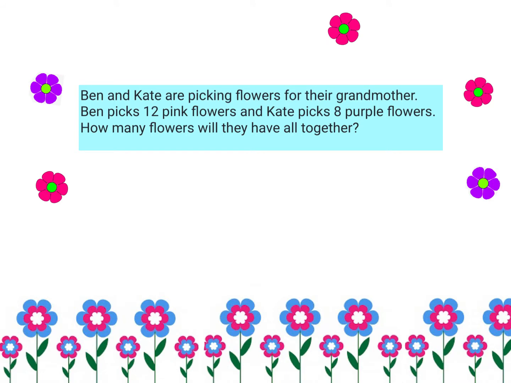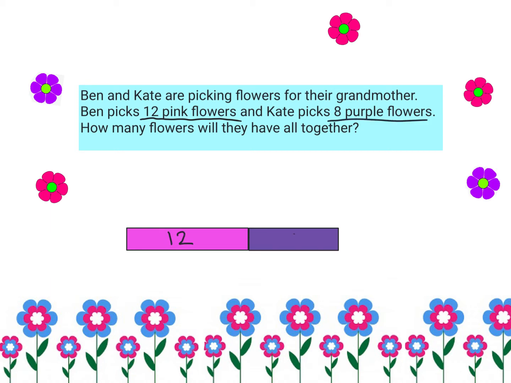In this example, we're going to use a strip graph in order to help the student to visually see the addition problem. So we start out with the word problem that Ben and Kate are picking flowers for their grandmother. Ben picks 12 pink flowers and Kate picks 8 purple flowers. How many flowers will they have altogether? Now using our strip graph, we can label that Ben had 12 pink flowers, 12 here, and that Kate picked 8 purple flowers. Put the 8 right here. So how many flowers did they have altogether for their grandmother?